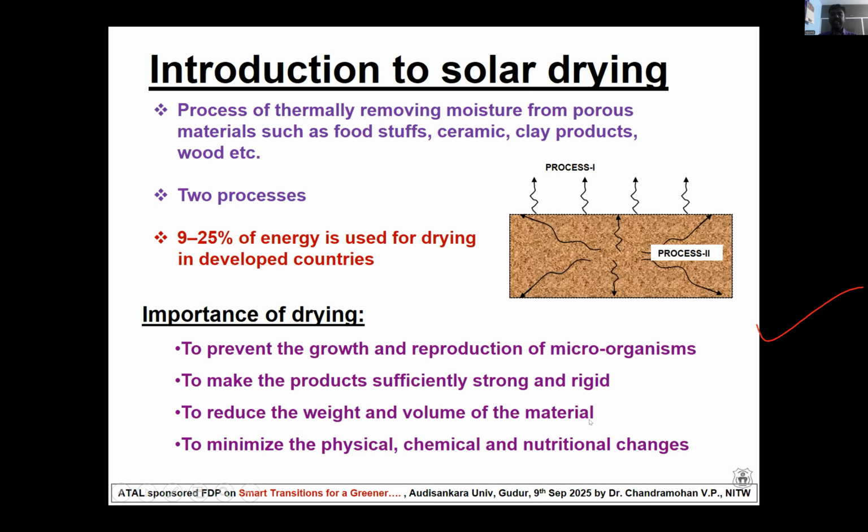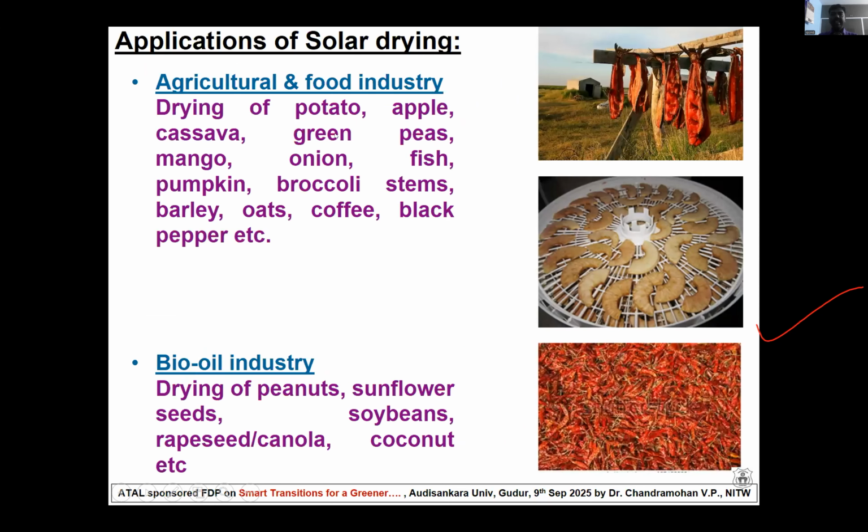1 year they will use, and the next year again they will get the next round of paddy straws. To minimize the physical, chemical, and nutritional changes, we need drying. So you can see a number of materials are dried. There are agricultural and food industries, like drying of potato, apple, cassava.